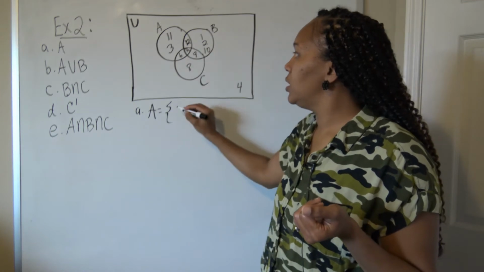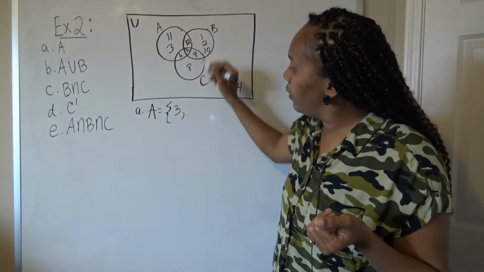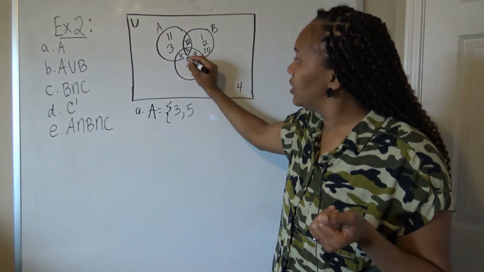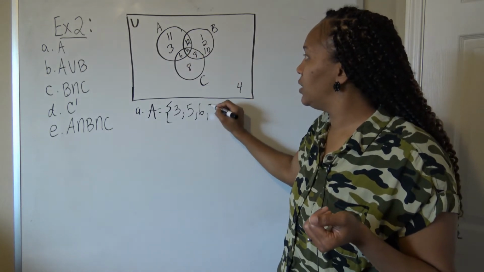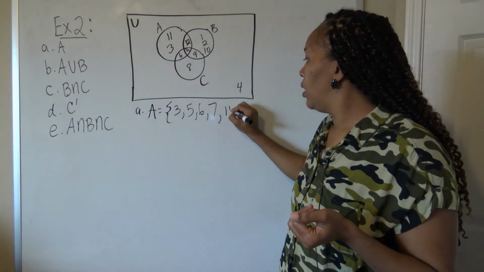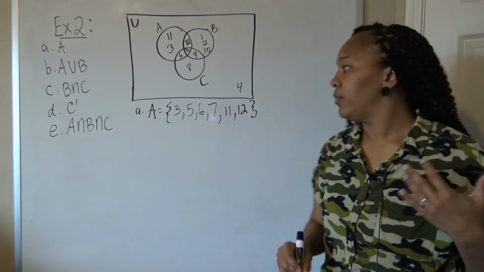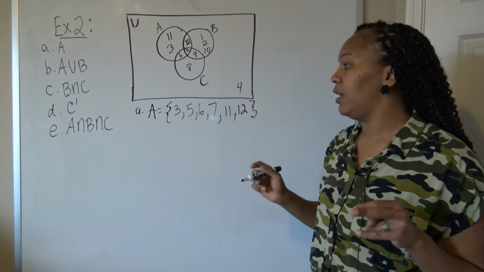And I'm just going to list them in order. We have 3 right here. Inside this little part, there's 5 and 7. And then there's 6 right here. So I'll put 6 and 7. Then I have 11 and 12 right here. And so that would be your set A. The set with 3, 5, 6, 7, 11, and 12.